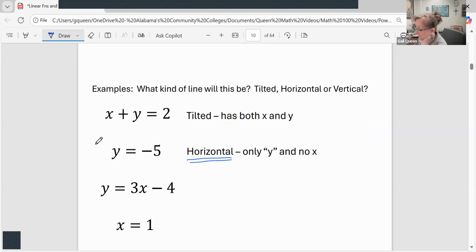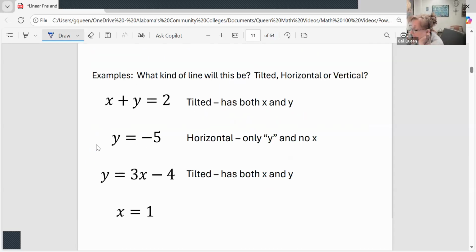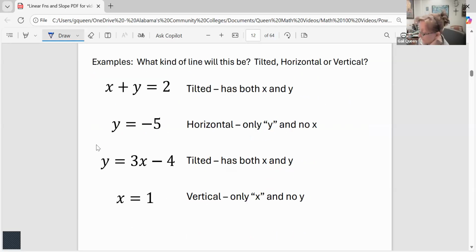Okay, number 3. So here we are with number 3. This has an x and a y. Therefore, this is a tilted line. It has both x and y. And then the last one, of course, is our vertical line. This equation only has x. There is no y at all. When you have no y, you have a vertical line. This is like going up the side of a wall. It goes up and down, vertical line.